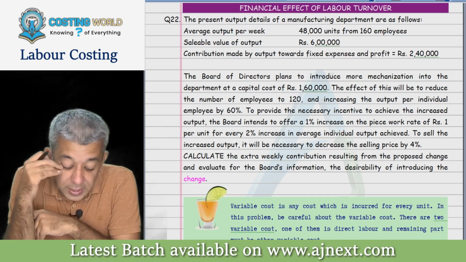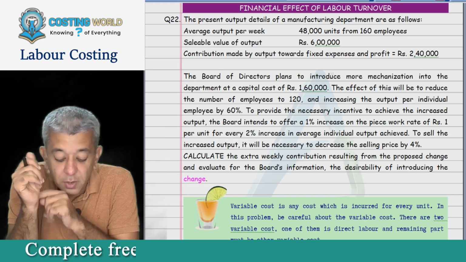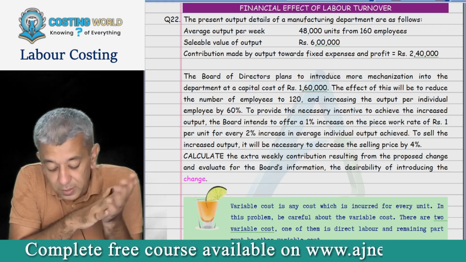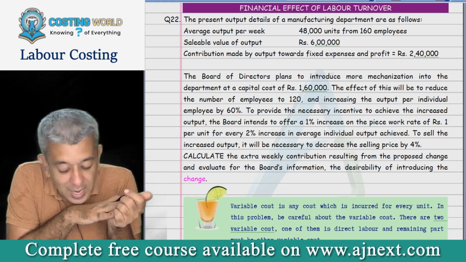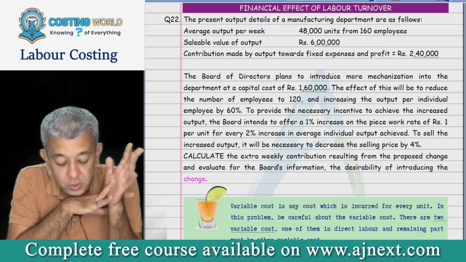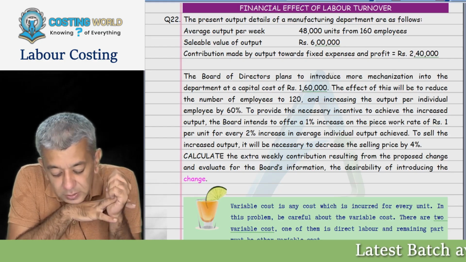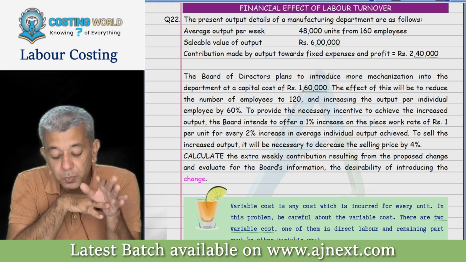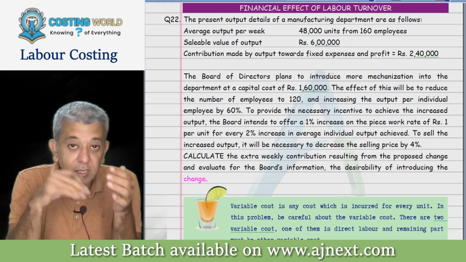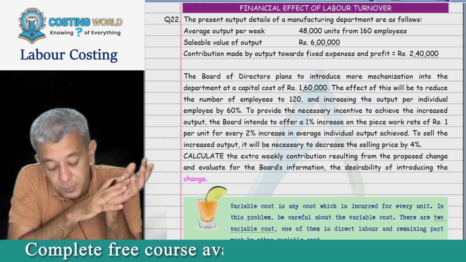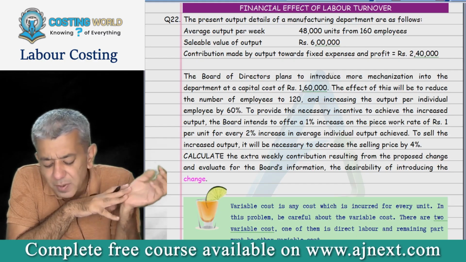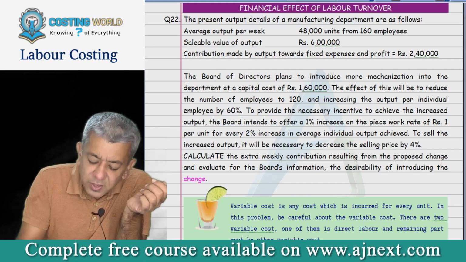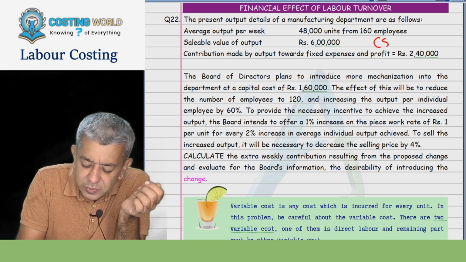The present output details of a manufacturing department are as follows. Some manufacturing company, its details are like this: average output per week 48,000 units from 160 employees. Sellable value of output means sales here. You can write down sales over here.